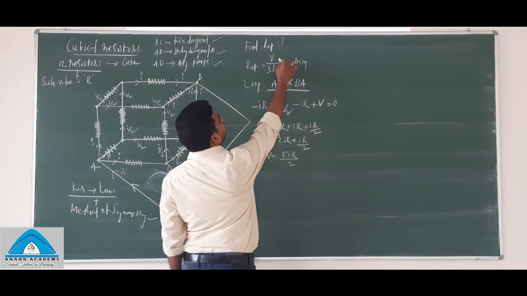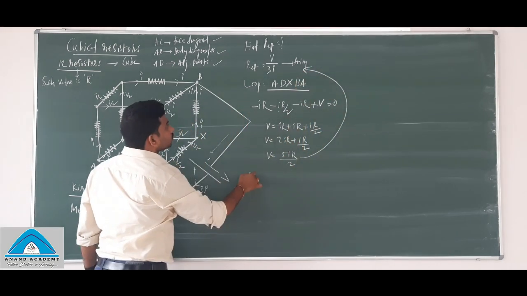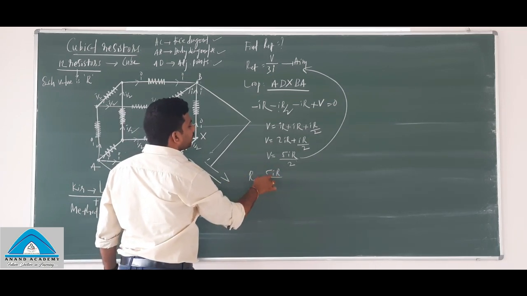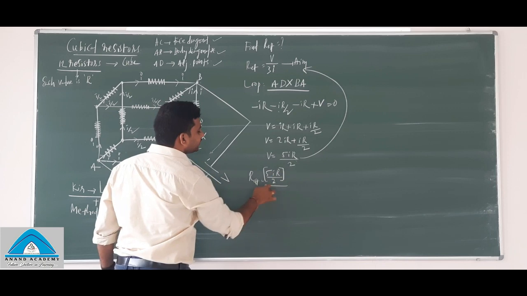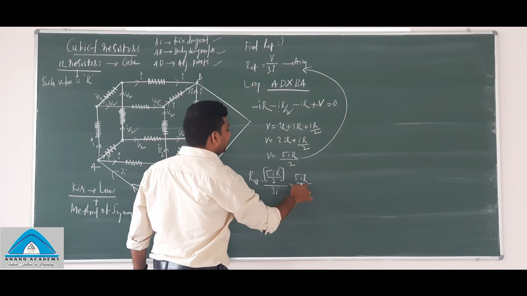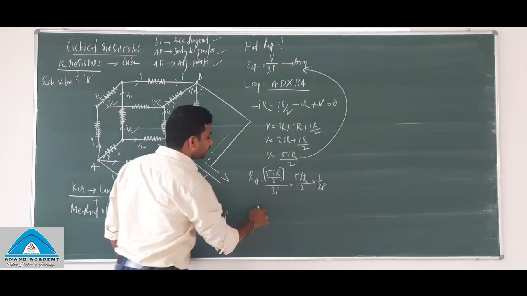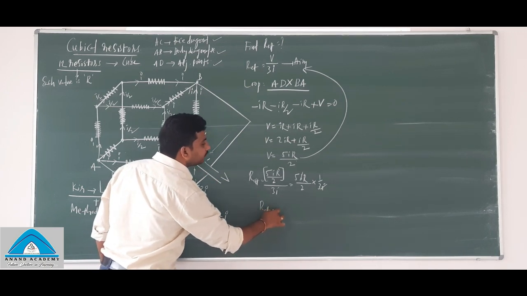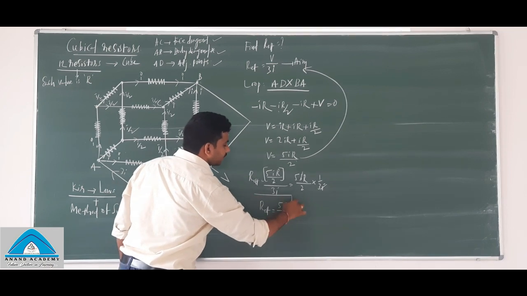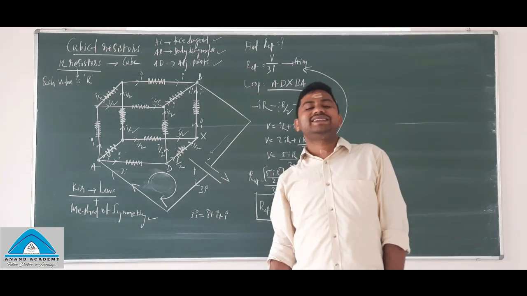So this V value you can substitute here. Let us substitute this V in our aim. So effective resistance is equal to V, which is how much? 5IR by 2 divided by 3I. So I can write this as 5IR by 2 into 1 by 3I. The I cancels here, so the effective resistance will be equal to 5R by 6. I can say this is 5 by 6 R.